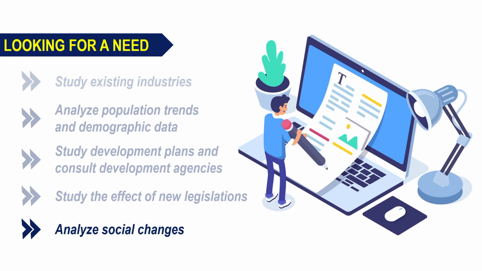Then analyze the social changes like the purchasing power. I have already explained, people have different purchasing powers depending upon the area, depending upon how influential that area is, where people are living over there. Then their changing lifestyles and changes in the living standards.